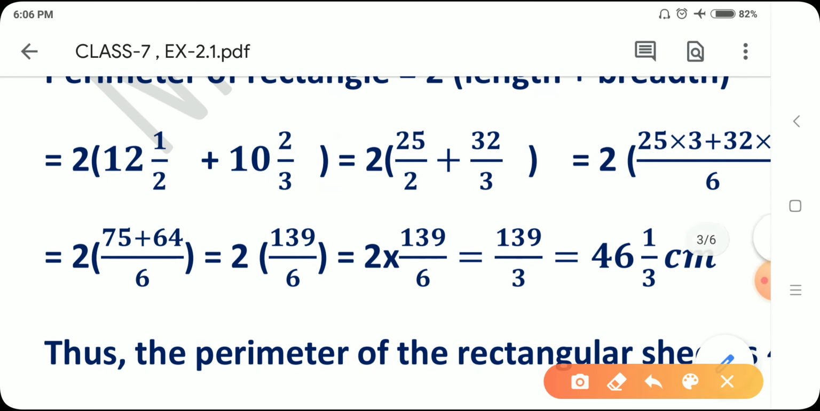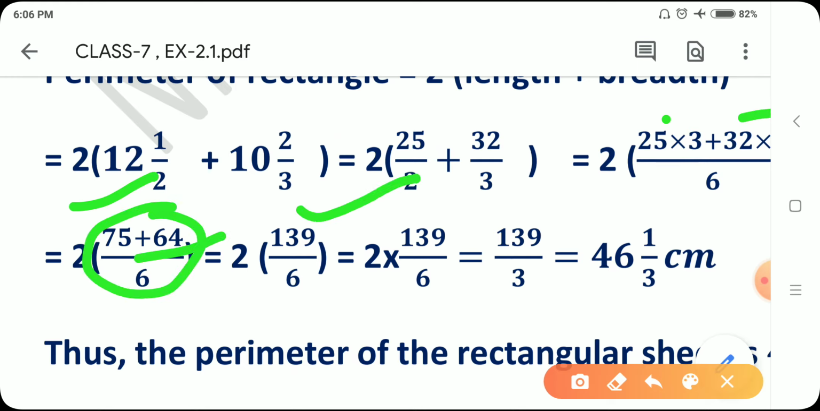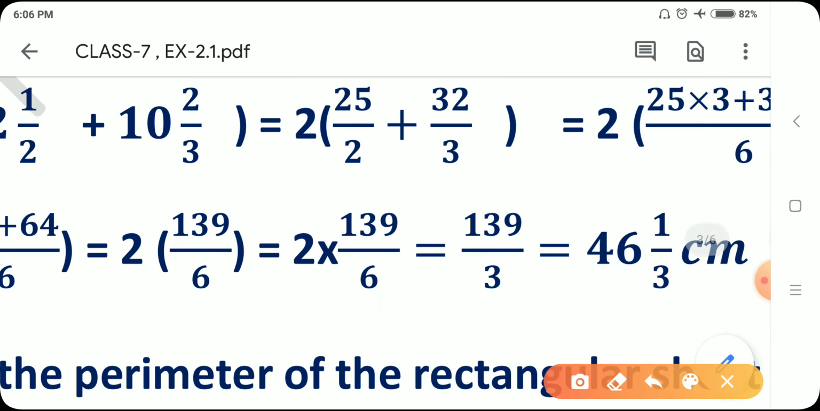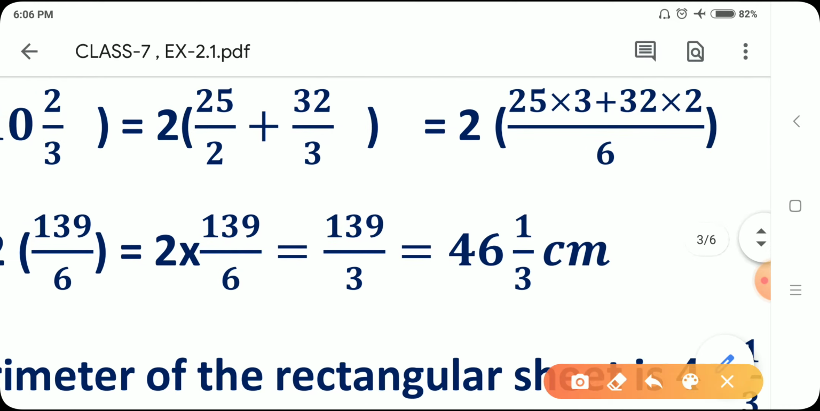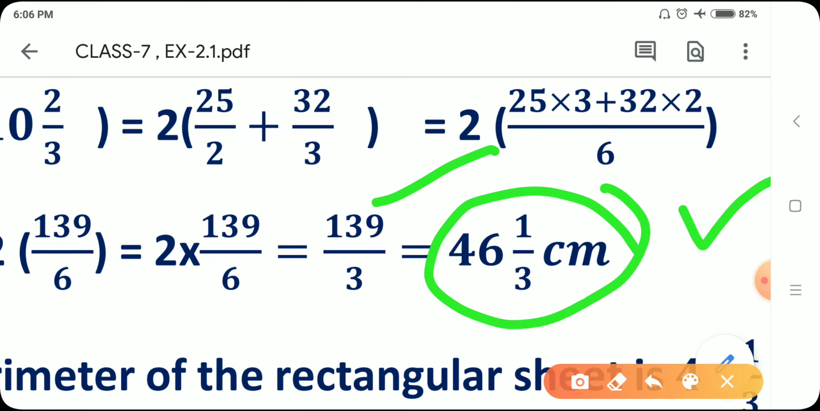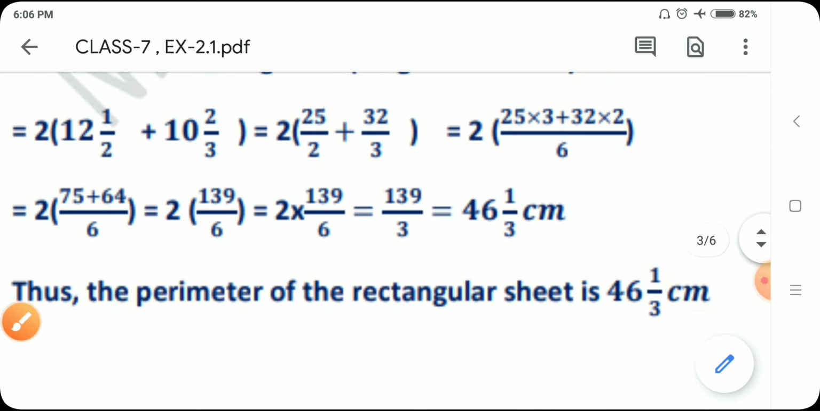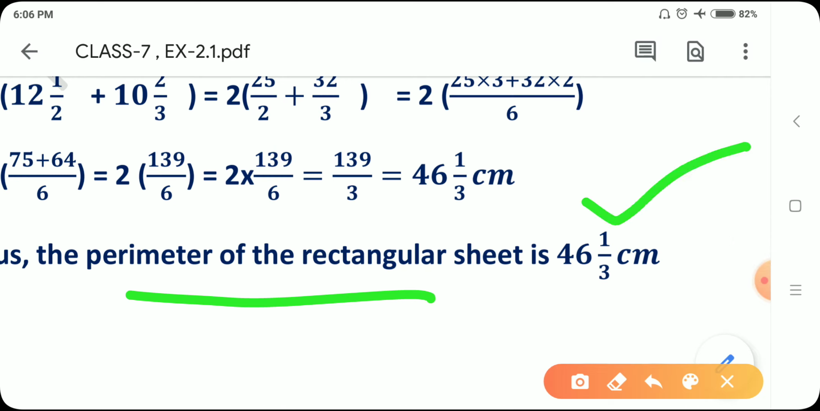Okay, now you will get 25 into 3 you will get 75, 32 into 2 you will get 64. Adding these two you will get 139 upon 6. Now bracket means these two terms are in multiplication, so you will write 2 into 139 by 6. Now cancelling this 6 with 2 you will get 2 1s are 2 and 2 3s are 6. So 139 into 1 will give you 139 upon 3. So your answer is 139 upon 3. Now changing this into mixed fraction, this will be your answer. So you will write that perimeter of the rectangle sheet is 46 1 by 3 centimeter.